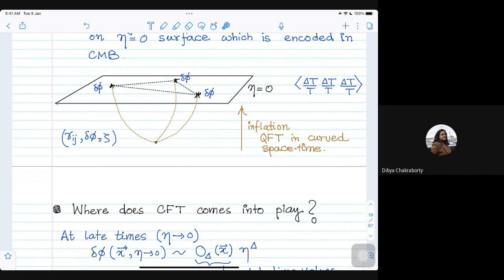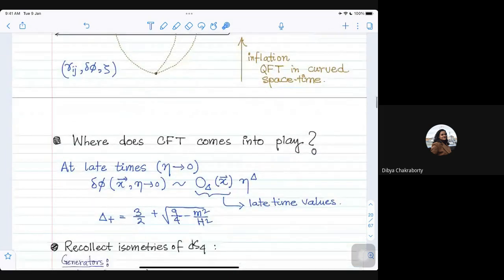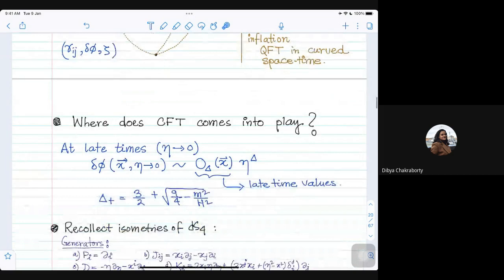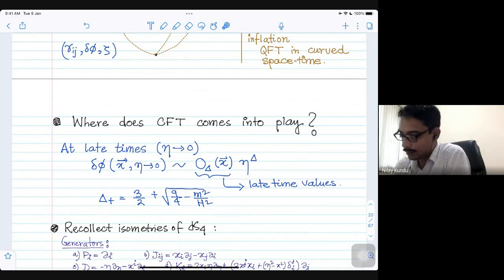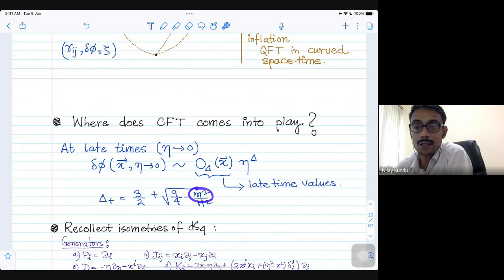Sorry, one more question. From the formula of this lambda operator, is it true that it puts a bound on the mass of the inflaton? I mean, from the square root of 9/4 minus m squared over H squared. Does it put a bound on the mass? So what it says is that it doesn't put any bound on the mass of the inflaton in that sense.